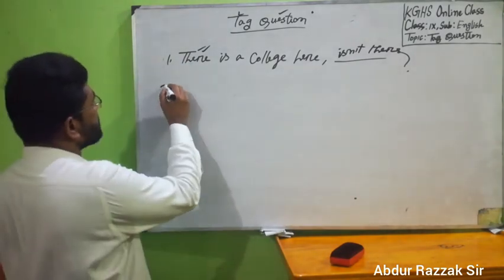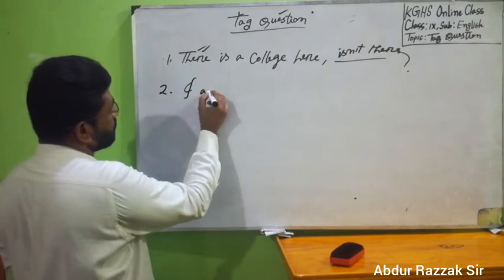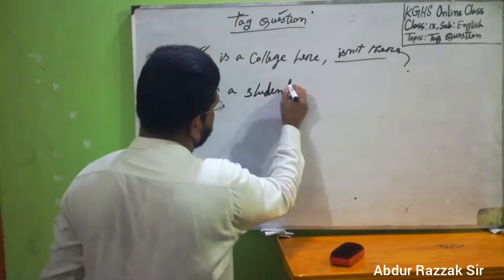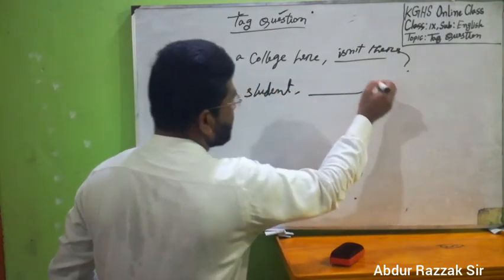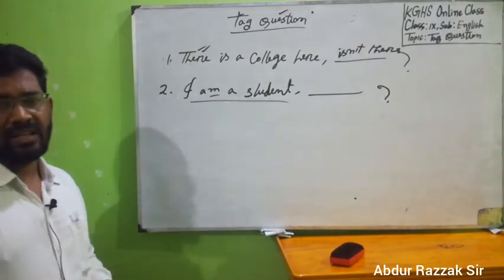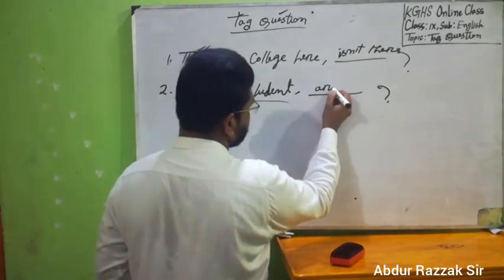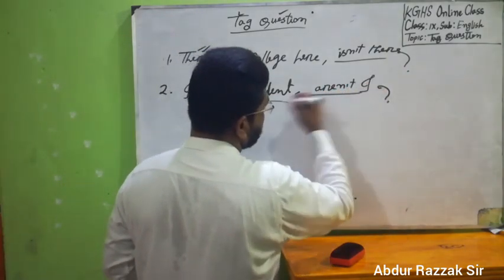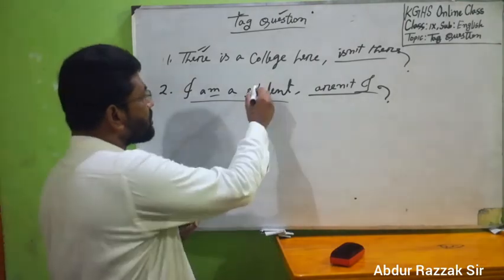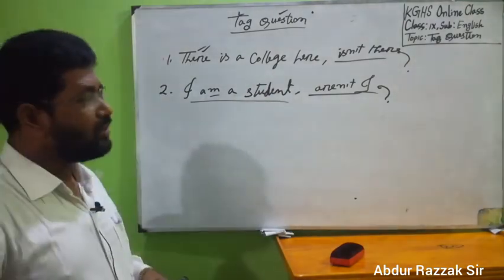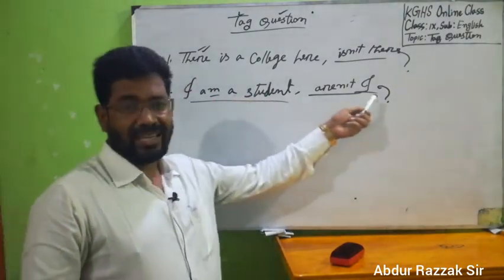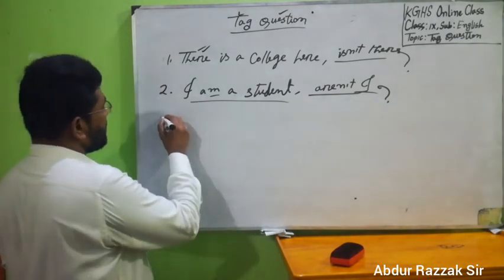Students, next one is I am a student. If you find am in an affirmative statement, the tag question will be aren't I. Dear students, as the statement is an affirmative statement, you should use aren't in the tag question, and the pronoun of I is I, aren't I. See another example.